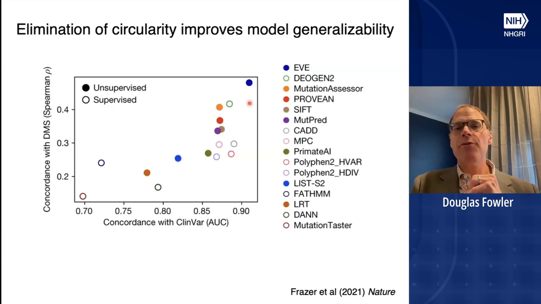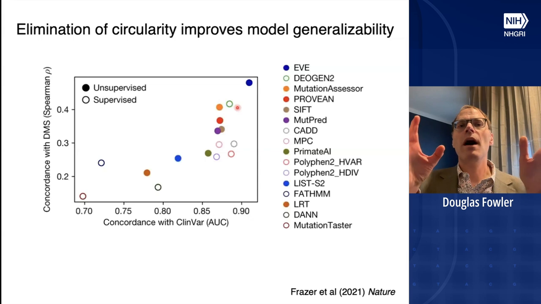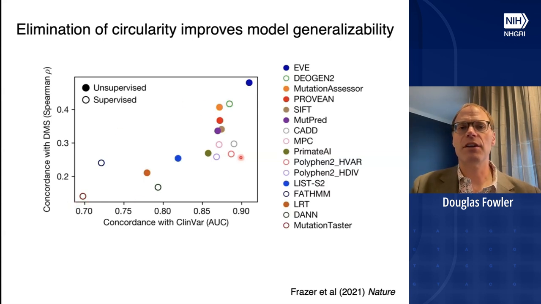So this is a figure from another paper from the Marks lab describing a tool called EVE, which is similar to AlphaMissense in that it uses a very complex neural network to represent evolutionary information and is kind of one of these next generation models. And what I want you to pay attention to, so each dot in this plot is a different predictor. People have been making predictors for decades, there's lots of them.